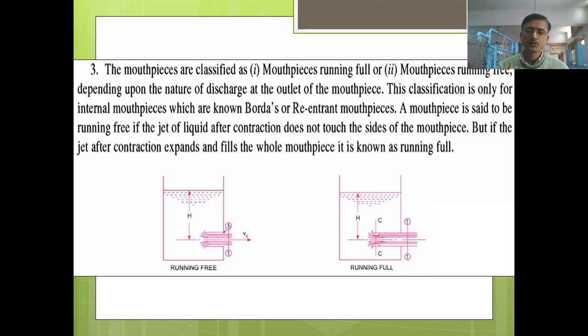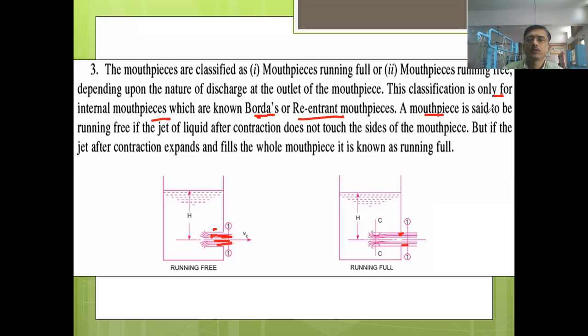जर या ठिकाणी completely भरून पाणी वाहत असेल, you can see here हा completely भरून वाहतोय. So this is called the mouthpiece running full. And in this case it is not completely running full but it is freely flowing, so this is called the mouthpiece running free. Okay. This classification is only for internal mouthpieces. जे internal mouthpiece आहेत त्यासाठीचे classification particularly आहे, which are known as Borda's or re-entrant mouthpieces. आतल्या साईडने internal mouthpiece जे आहेत, they are also called the Borda's mouthpiece or re-entrant mouthpiece.